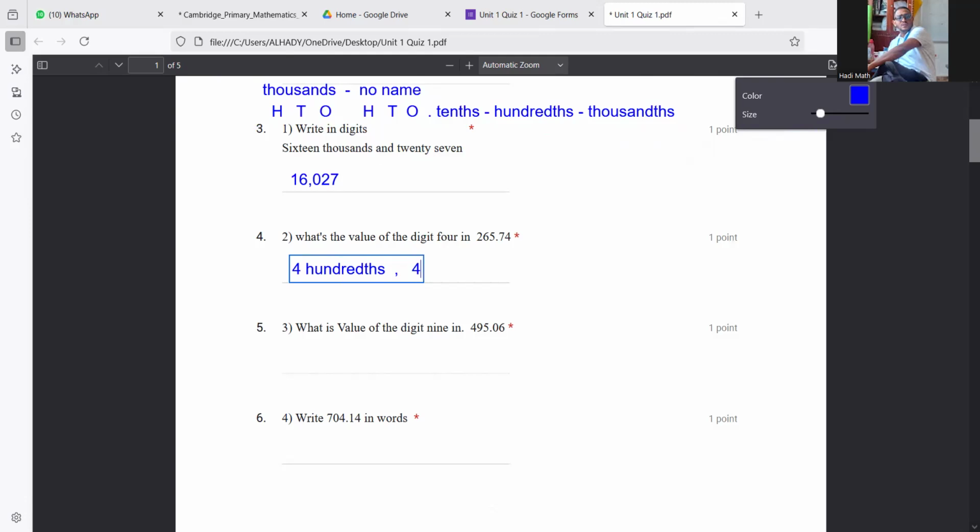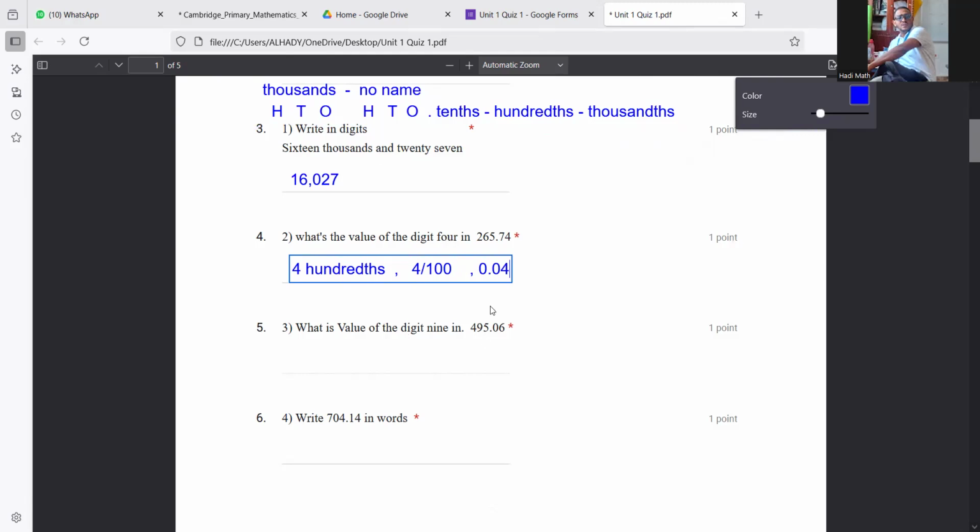Some people say 4 over 100. Some people say it is 0.04. Some people say just 4 hundredths. It's okay. What is the value of the digit 9 in this number?